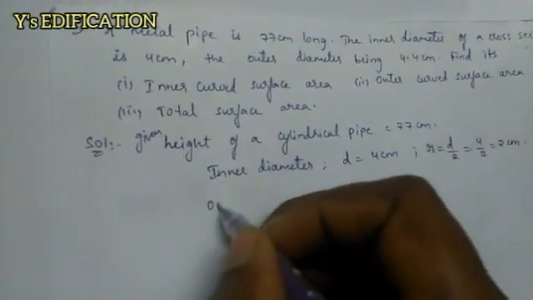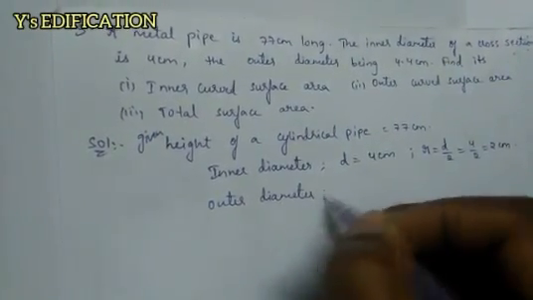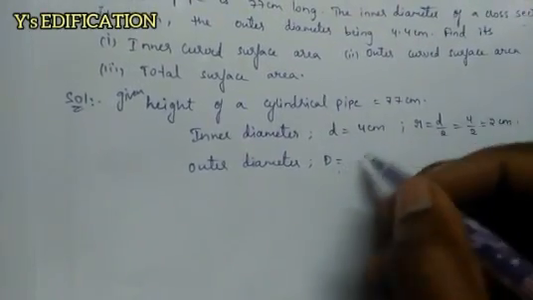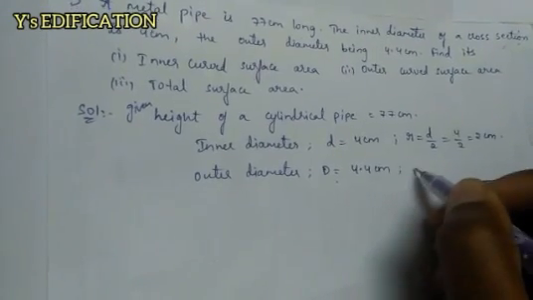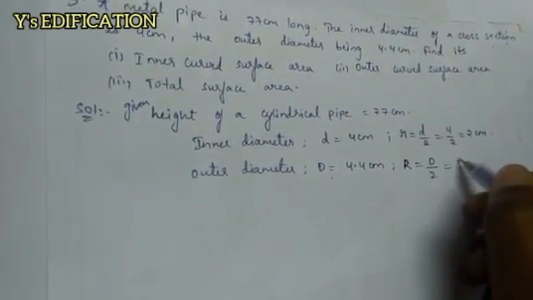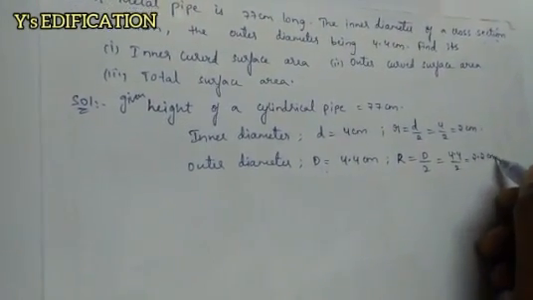Okay. Next one, outer diameter being 4.4 centimeters. Outer diameter I am denoting with the capital letters and inner diameter with a small letter. So capital R will be capital D by 2, that is 4.4 by 2 is 2.2 centimeters.